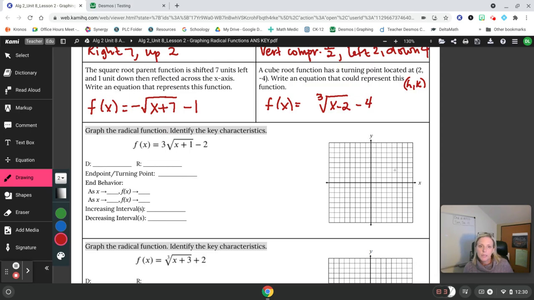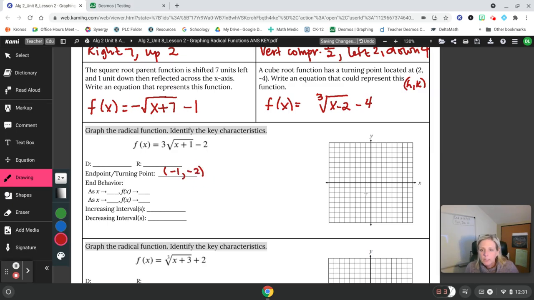We're looking for trends. End behavior, increasing intervals, decreasing intervals. Your end point is important. The domain and range, having that accurate. Those are the things we're looking for here. Okay, so first thing I'm going to identify, this is a square root, so it's an end point. And my end point is going to be at HK. So this is going to be -1, -2.